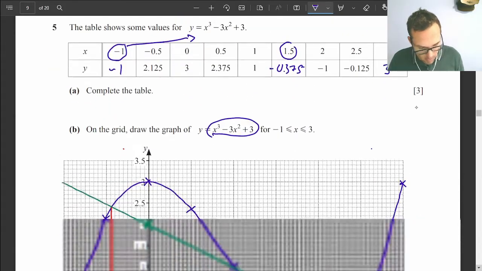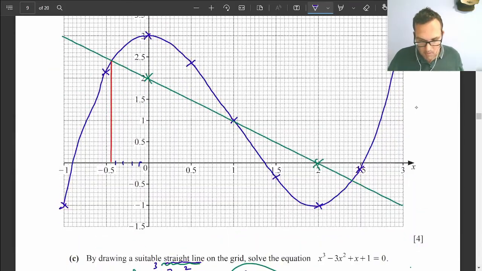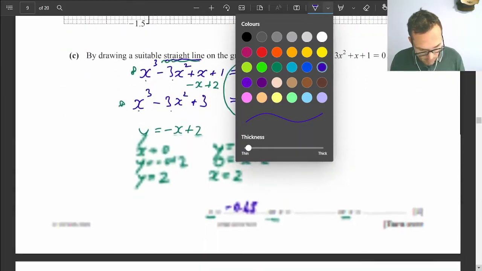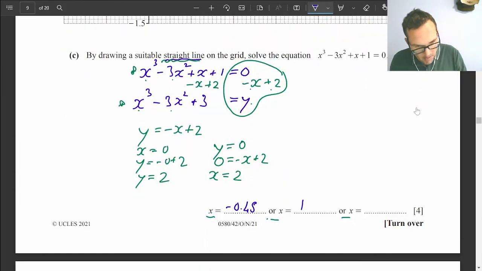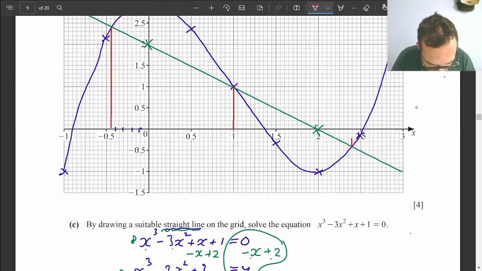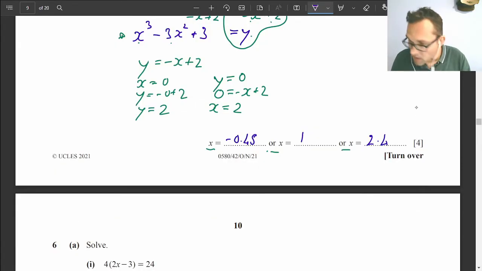Second one where they cross, oh my goodness, there we go. Second one where they cross is right there. This one is obvious. That is going to be a 1. It looks so beautiful. And then the last one. Okay, again, let's look carefully. That's 2.1, 2.2, 2.3. I'd say 2.4. And we got 3 answers.